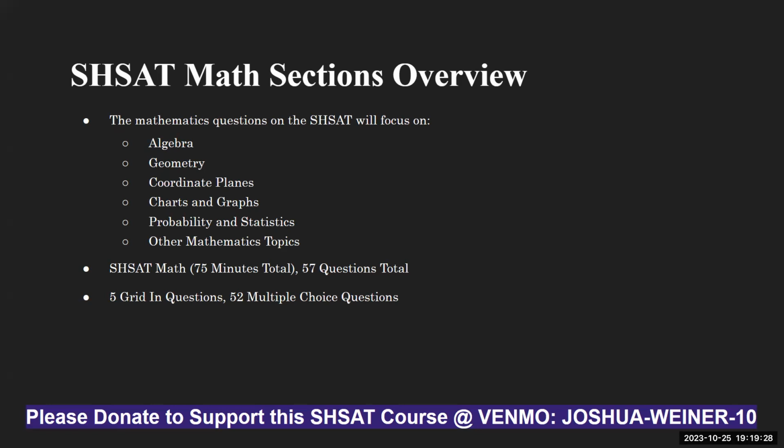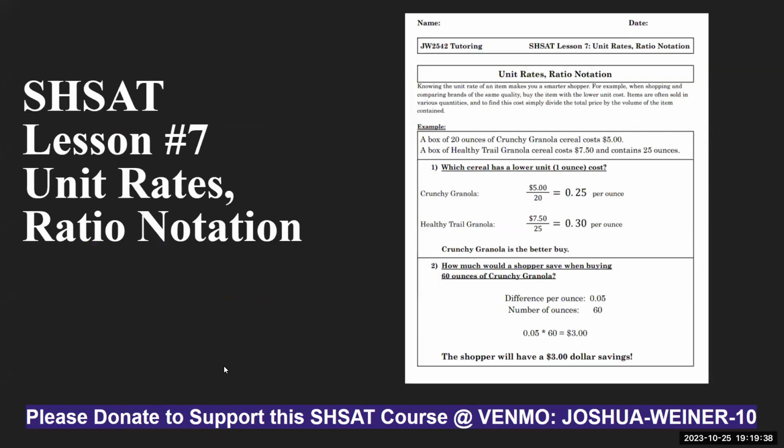The SHSAT math exam is 75 minutes total, still in its form at 57 questions. 5 are grid-in and 52 are multiple choice. Tonight, we will focus on problem types that are of unit rates and ratio notations. Most of the problems have 2 variables, but some of them are multivariable problems.